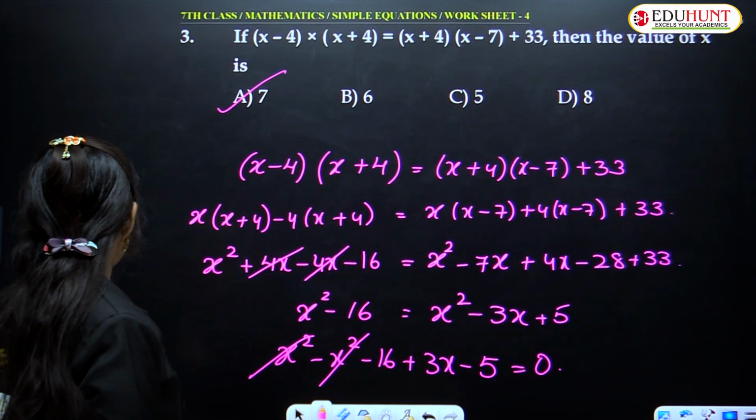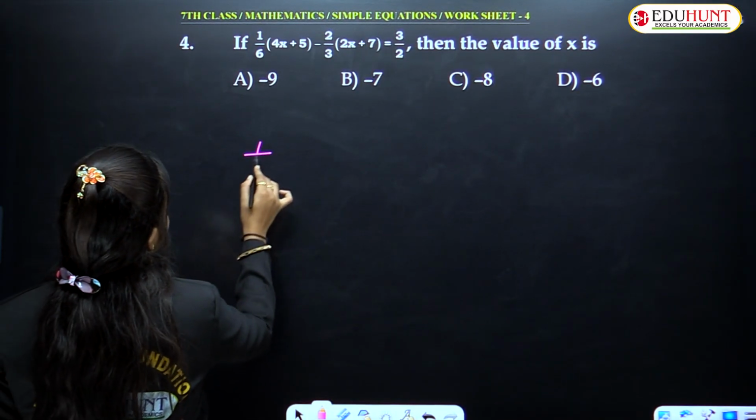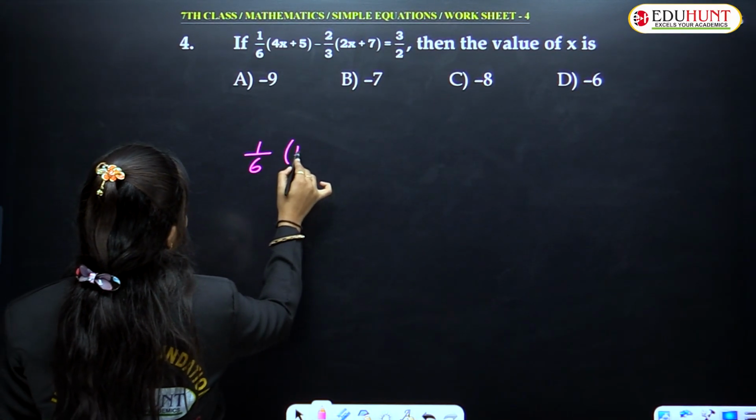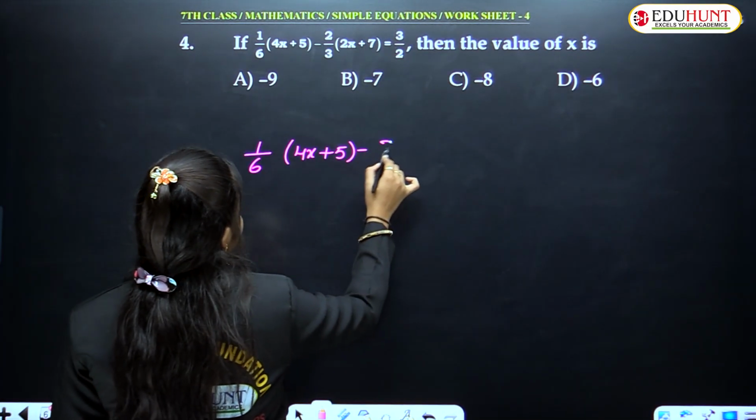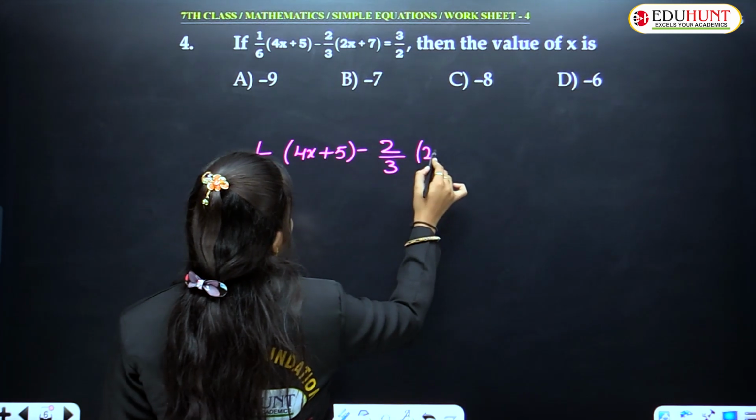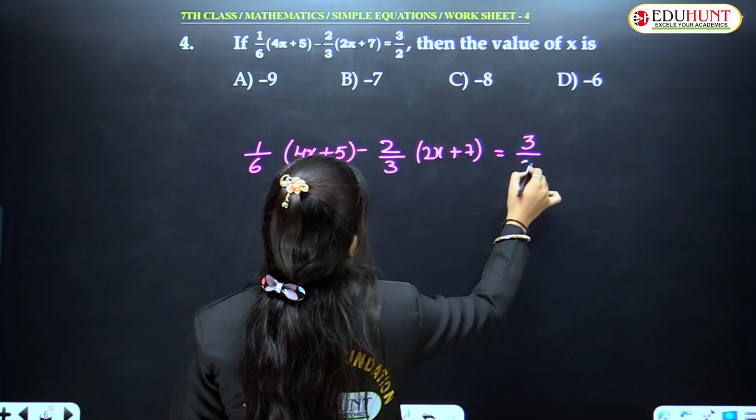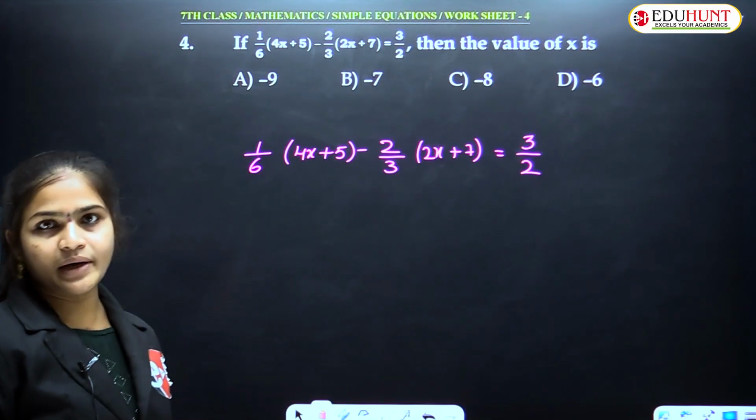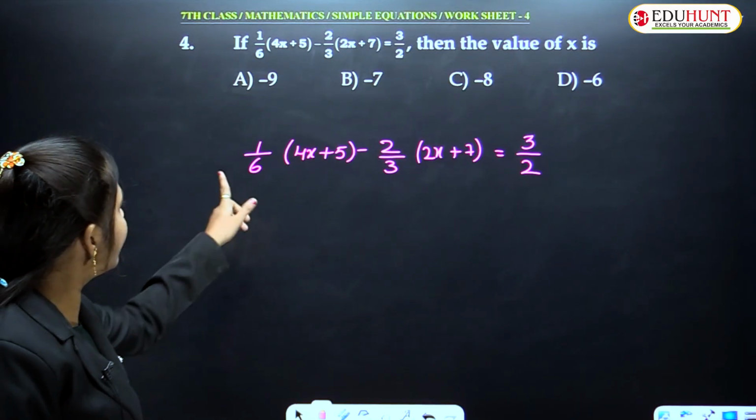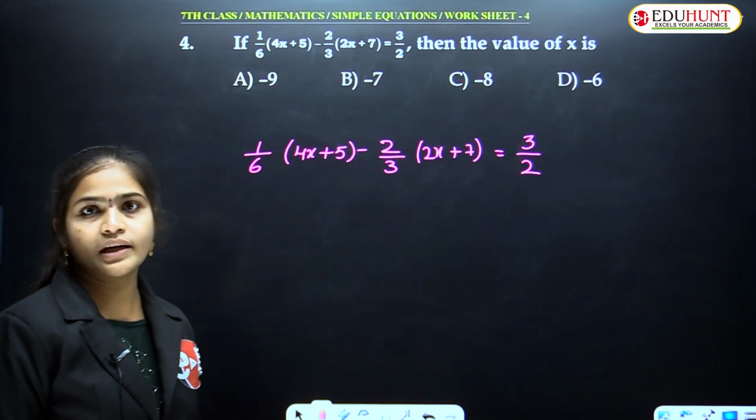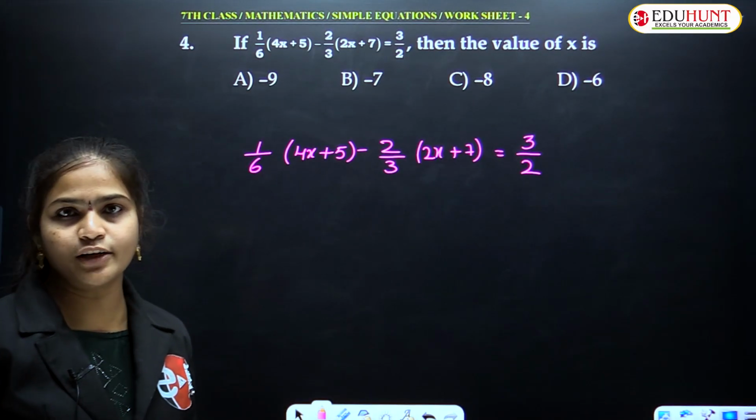Clear? Yes. Next question, the fourth one, is also the same as the previous one, but here 1 by 6 into (4x plus 5), in fraction form they have given, minus 2 by 3 into (2x plus 7), which is equal to 3 by 2. Understand? Children, we know that for this kind of question, fractions are given. So wherever fractions are given, we have to go for the LCM of the denominators.